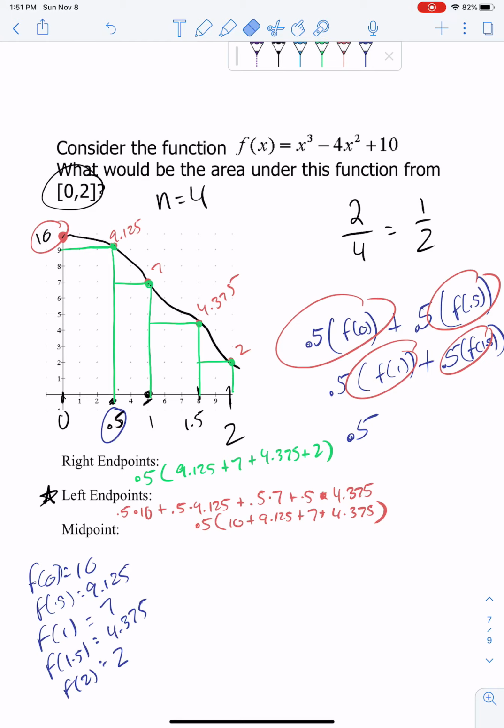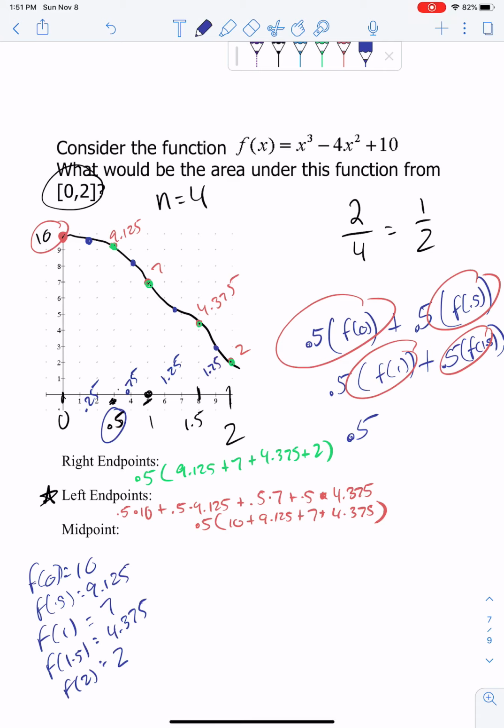Now for the midpoints. Again, we'll just write this out really quick so you can see the example. For my midpoints, I don't care about what's happening at 0 and 0.5. I want to know what is happening at 0.25, which we don't know yet because we haven't looked up that value. I also want to know what's happening between 0.5 and 1, which is at 0.75. I also want to know what's happening at 1.25 and what's happening at 1.75. What's happening at those values?